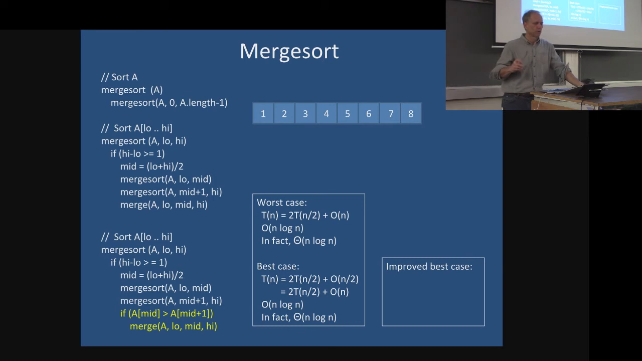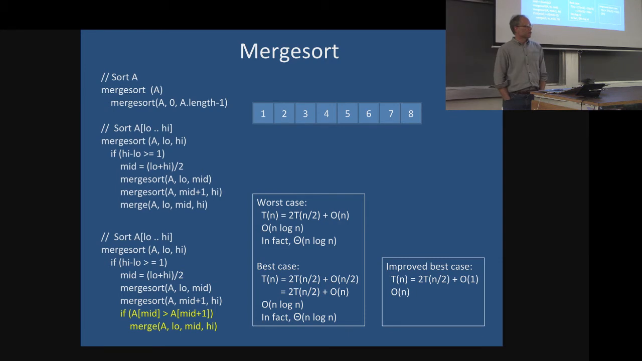So, how does that affect the best case? How many recursive calls are we making in the best case now? Still making 2. Still half as big. But what's the overhead beyond the recursion now in the best case? Constant. We just do the single comparison. So we get that, and that works out to be linear.